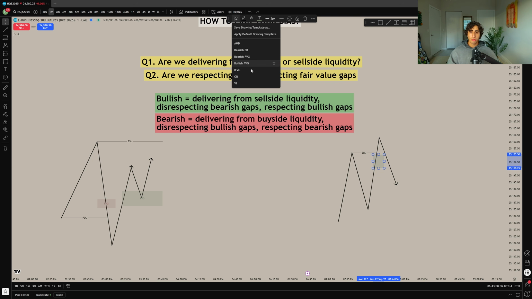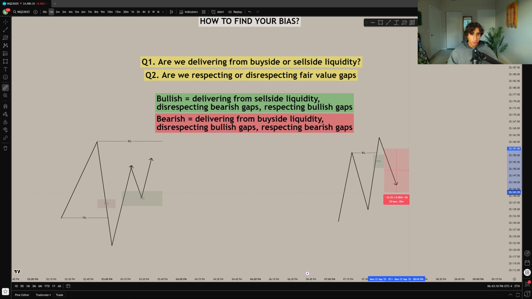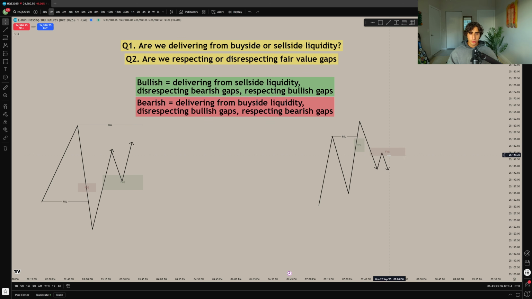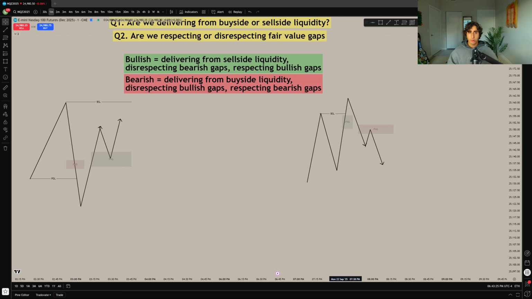So if we start trading through that and getting bodies closing below, this is a sign that we are disrespecting bullish gaps, right? And then if we trade back into this gap here that gets created, and then we respect it and trade away from it, then this is a clear sign on the higher time frame that we are going to be going for these lows, right?